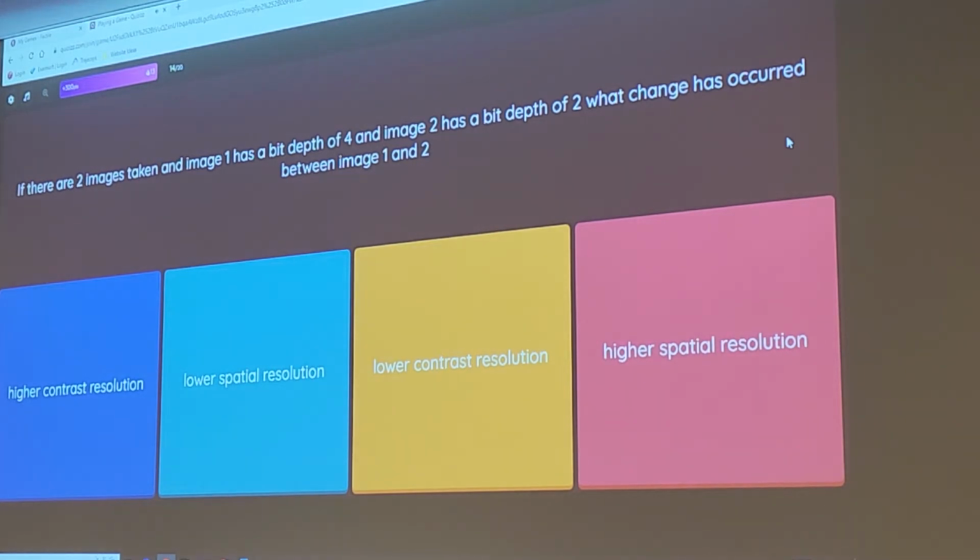Veronica, if there are two images taken, and image one has a bit depth of 4, and image two has a bit depth of 2, what change has occurred between one and two?